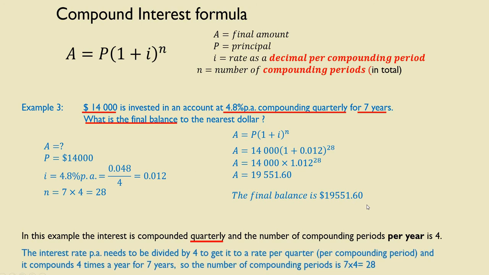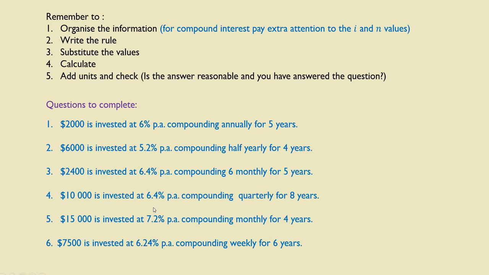So remember, in this case, the interest rate needs to be divided by 4 to get it to a rate per quarter, and the number of periods is the number of years multiplied by 4. So remember, our 5 steps are: organise the information, and for compound interest, pay extra attention to the I and the N values. Write down your rule, substitute your values, calculate, include any units, and check if your answer is reasonable and you have answered the question.